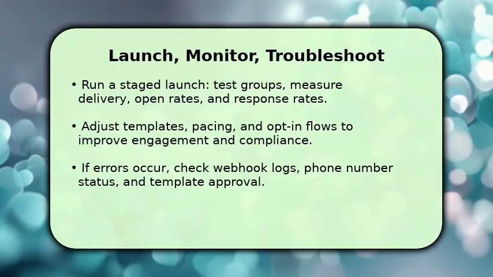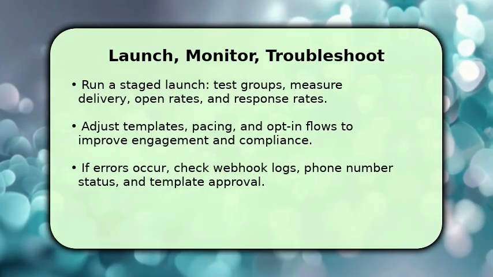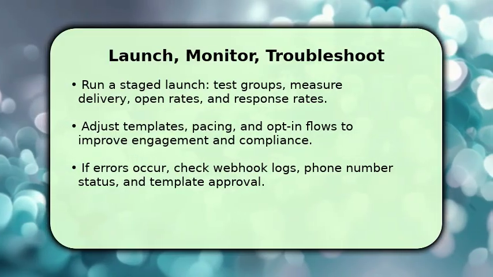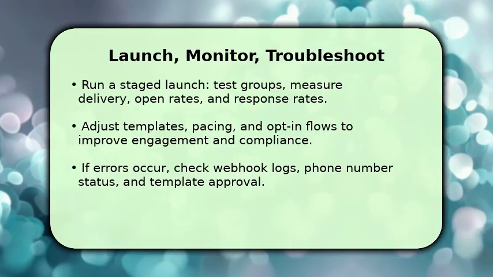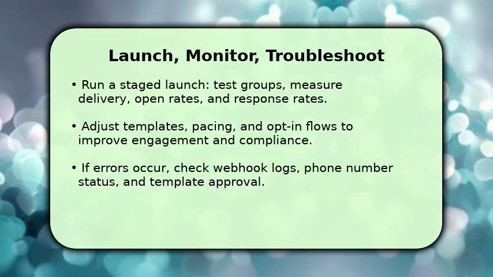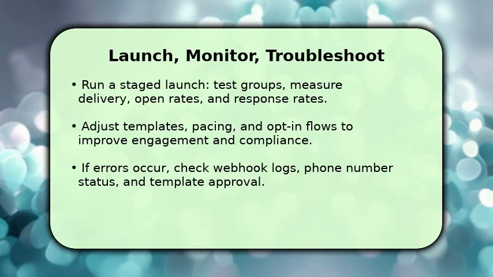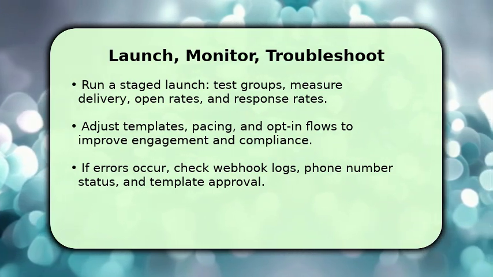If things go wrong, first check webhook logs, message status codes, and whether your phone number is provisioned or banned. Then validate template approval and quota usage. Make sure to tweak consent flows and fallback messages so customer experience remains smooth as you expand.